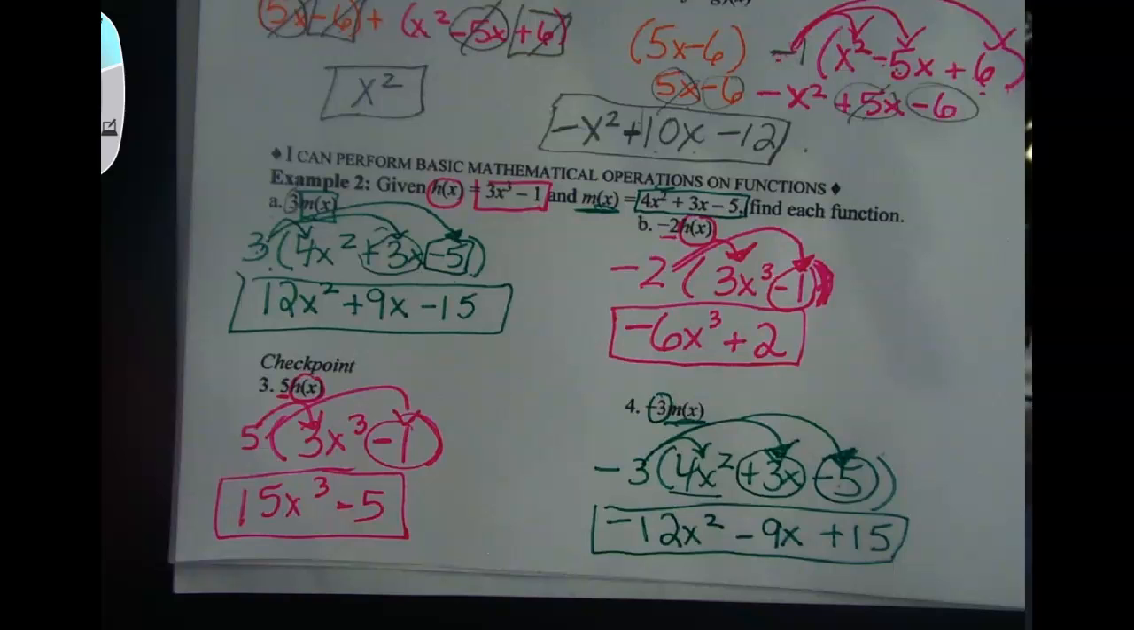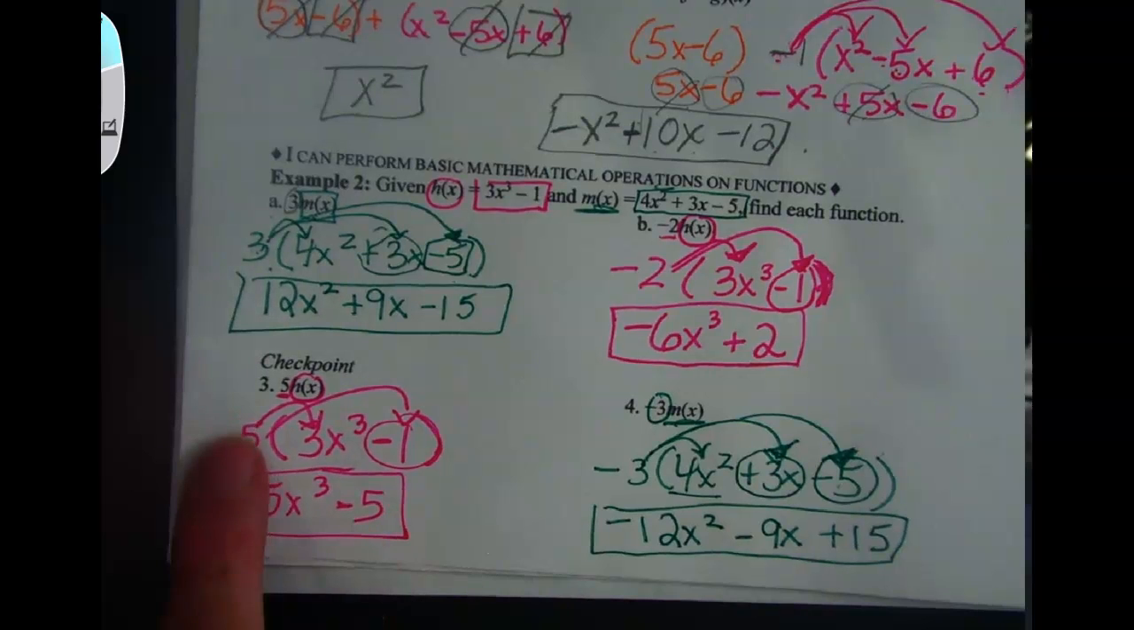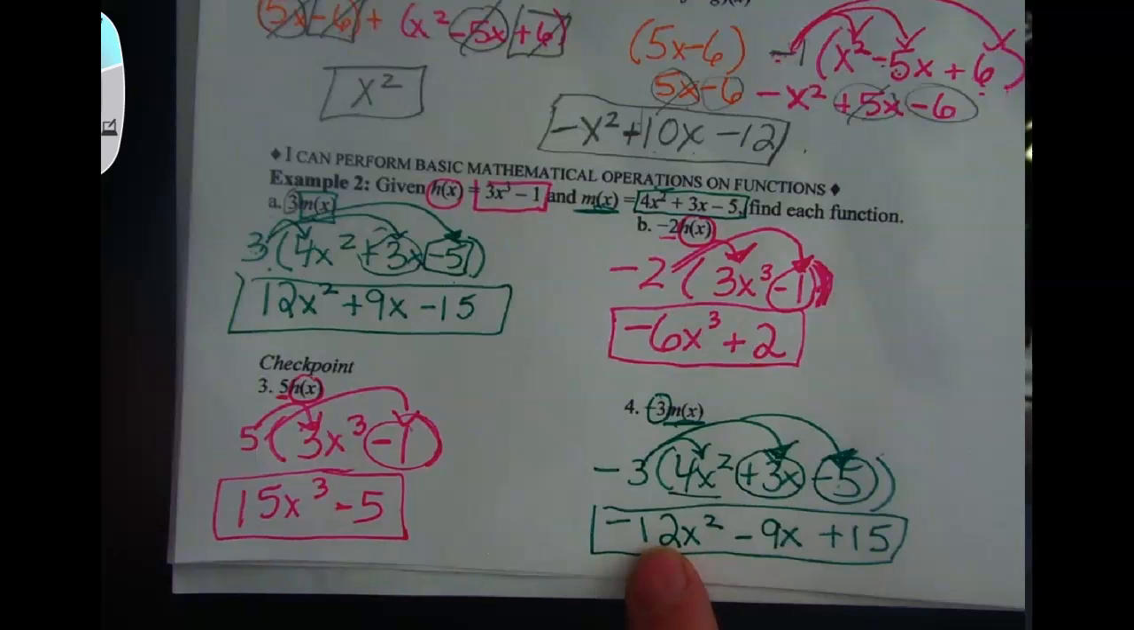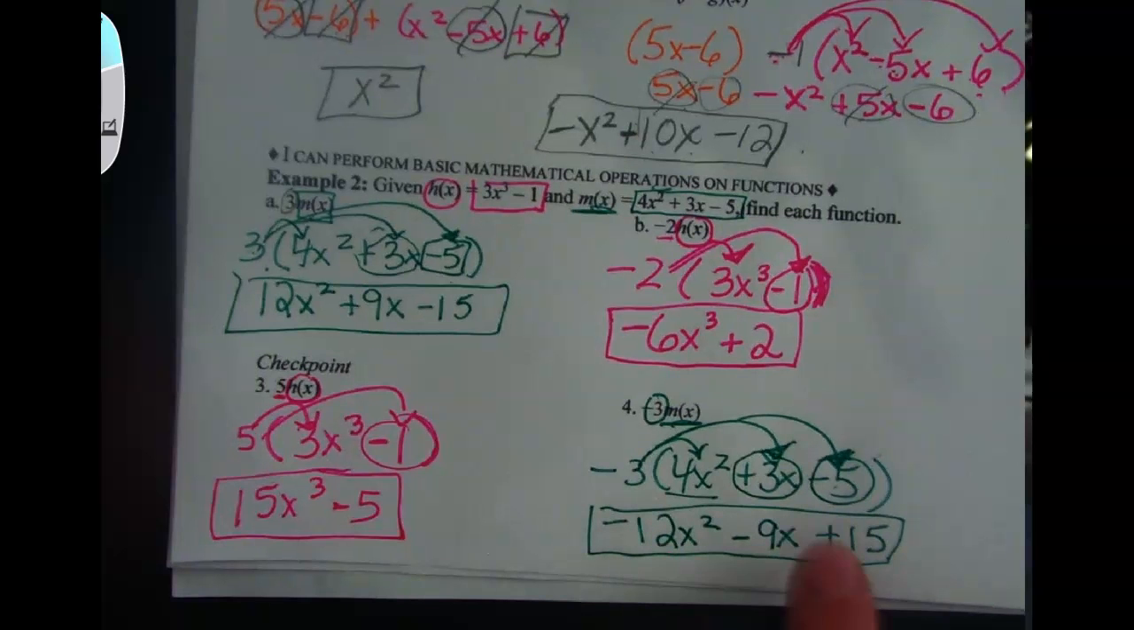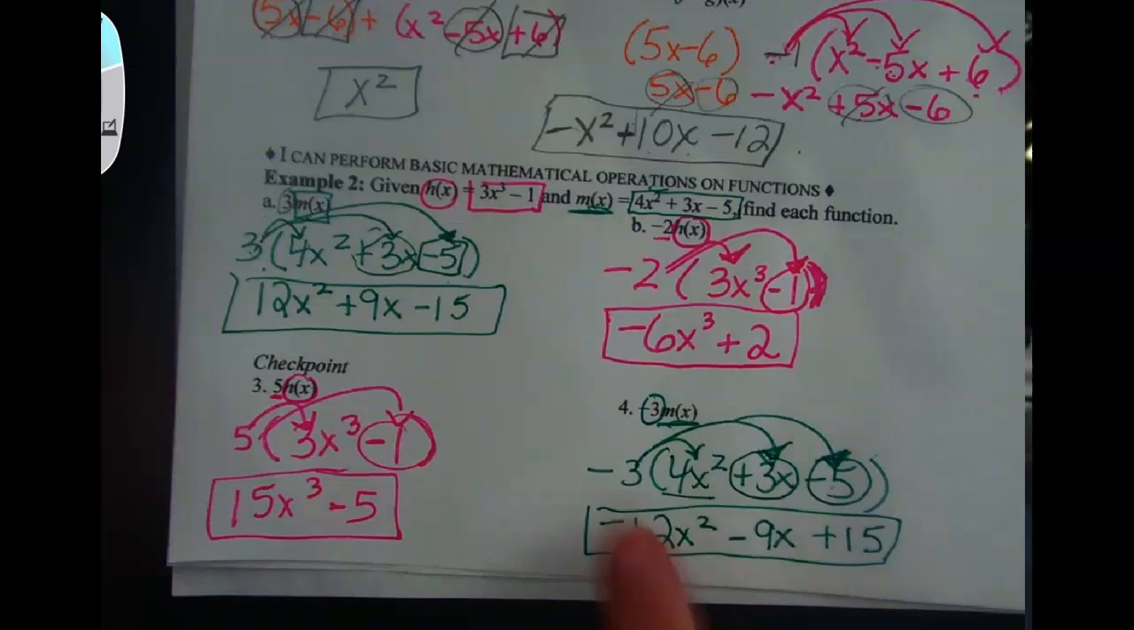Okay, so for the first one, you should have had 15x to the third minus 5. You were watching those signs when you multiplied and distributed. And number 4, you should have had negative 12x squared minus 9x plus 15. Again, watching the signs as you distribute.